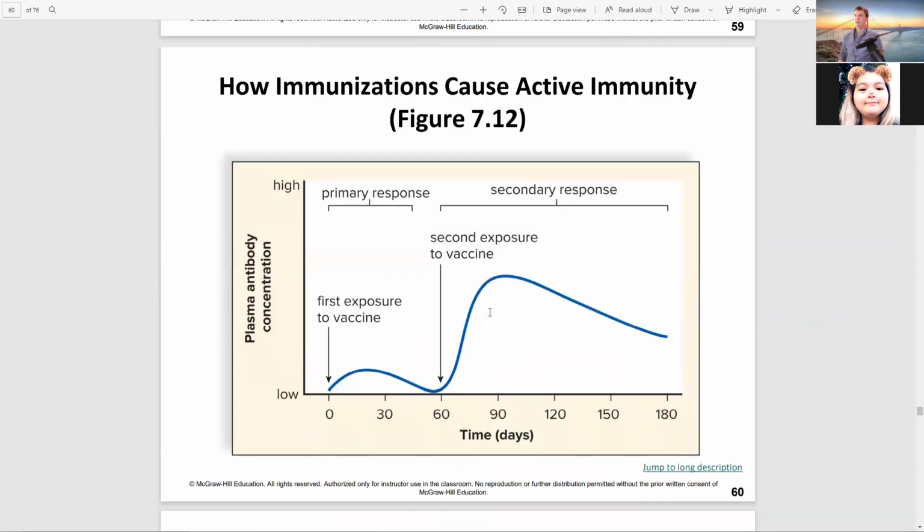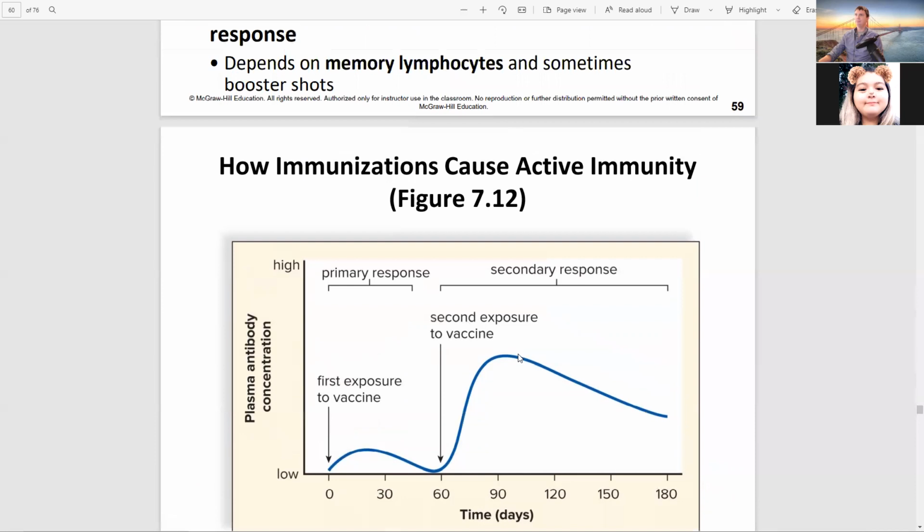So here's a graph showing you that. So on the x-axis, it's showing you time. And then on the y-axis, it's showing you the plasma antibody concentration. And so you can see after the first exposure to vaccine, there's a little spike in the amount of antibody concentration. And then if you do a second vaccination, you get a huge spike or a secondary response in antibody concentration. And again, this is depending on the memory lymphocytes.